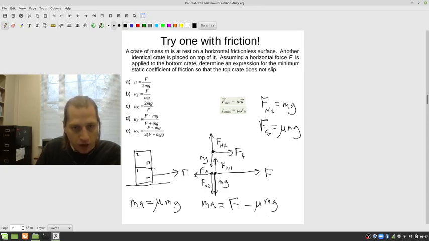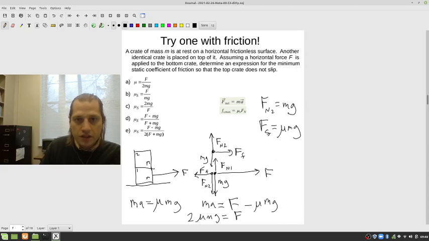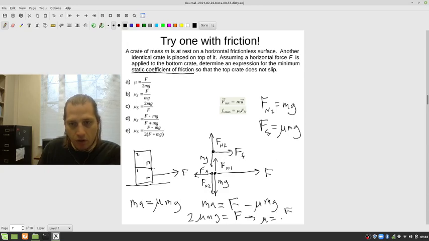Okay, so what am I going to do now? I'm going to put in this for that, and I get mu mg equals F minus mu mg. And then I'm going to bring this over, and I get 2 times this equals F. And now remember, what I'm looking for is an expression for the minimum static coefficient of friction. So I'm looking for that mu. And so I go ahead and find it as F over 2mg.